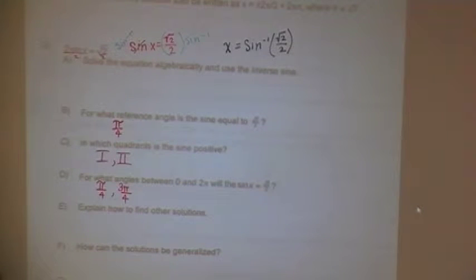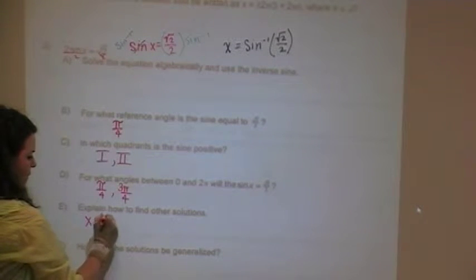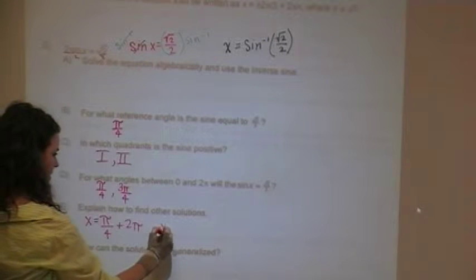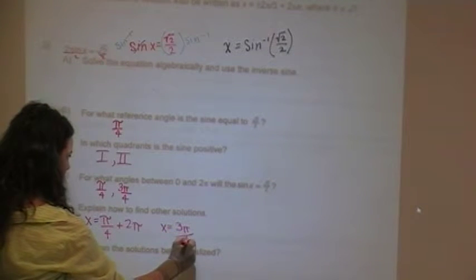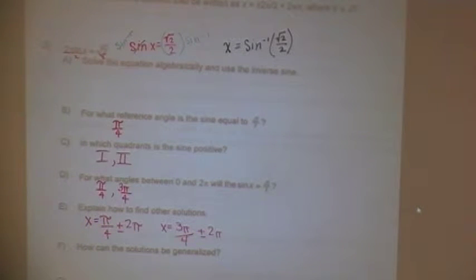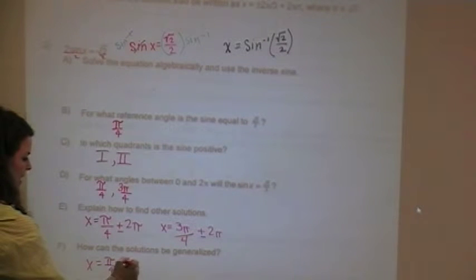Okay, now we need to figure out how we would find more. So this is a going down and a coming up answer. I need the rest of them, the ones that come after, or the ones that come before. How do I find those? Add what? 2 pi, because 2 pi is the period. So x equals pi over 4 plus 2 pi. I put plus or minus, because that could go the other way. Very true. How can we generalize it? We generalize it by adding that in. You're really multiplying it.